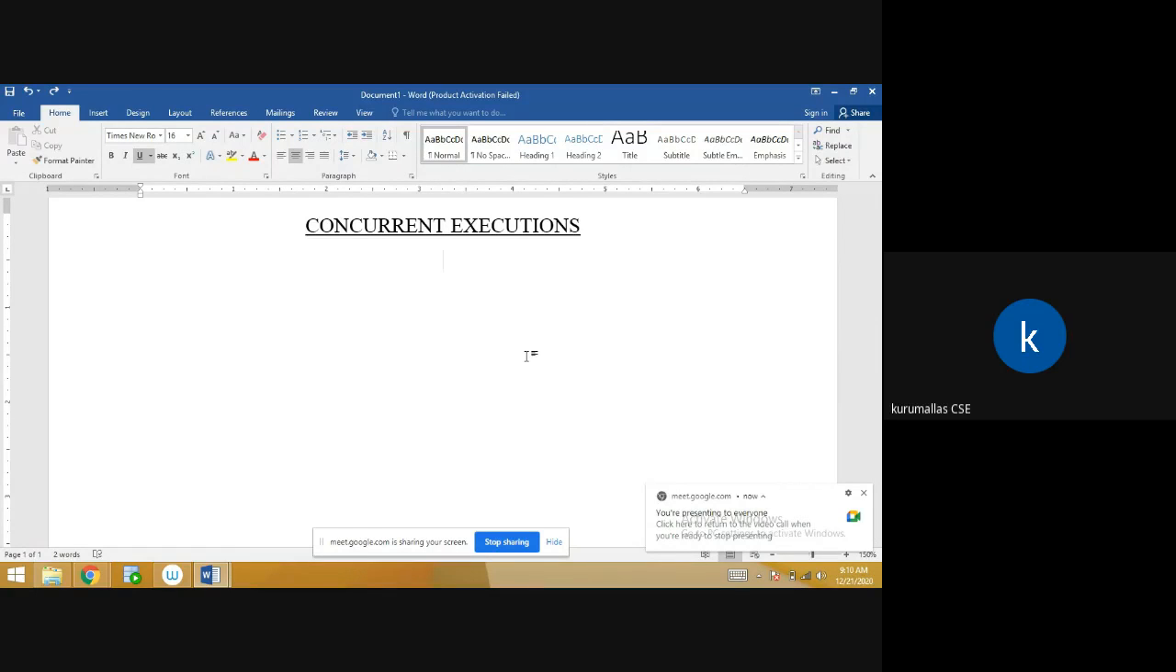In transaction management, we have two types of executions. The transactions can be executed in a serial mode, or they can be executed in a concurrent fashion. So while performing execution of transactions, we have two types: one is serial fashion and another is concurrent fashion.